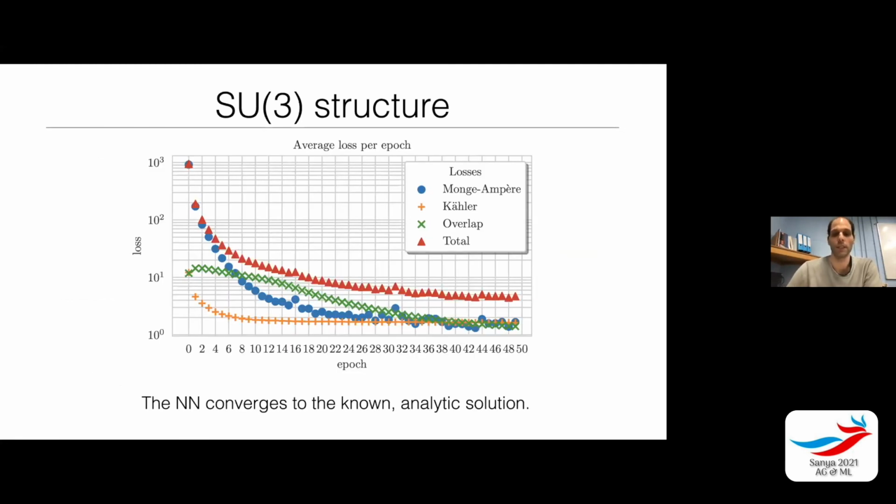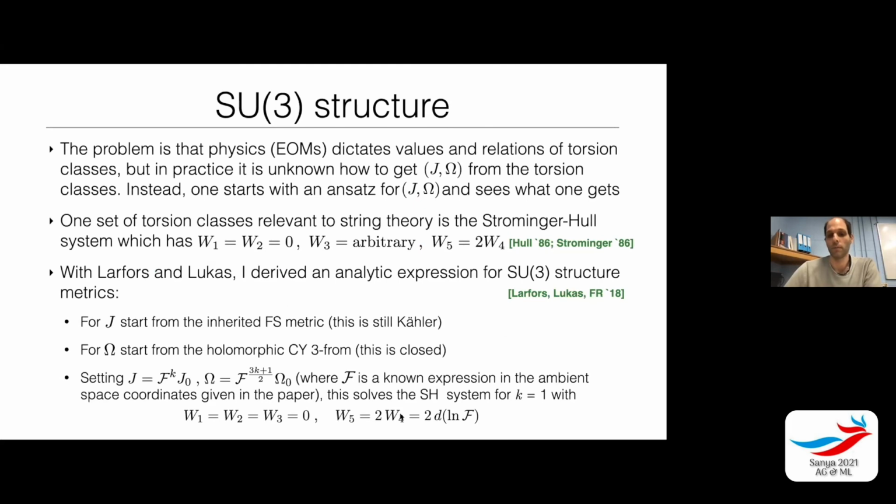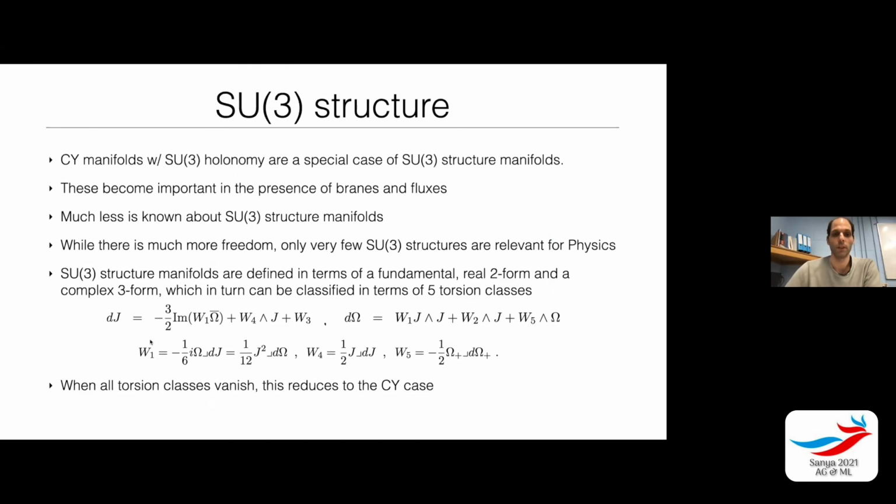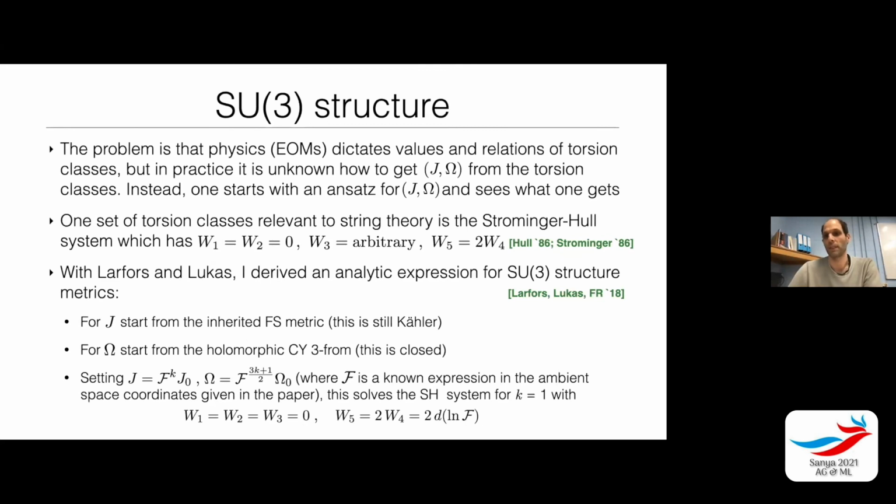So we set up the neural network to learn this. Instead of dJ equals 0, instead of the Kähler condition, we now input dJ is equal to omega_4 wedge J plus omega_3, well, omega_3 was 0. And for d omega, we input omega_5, w_5 wedge omega. And we optimize this instead of the previous conditions.